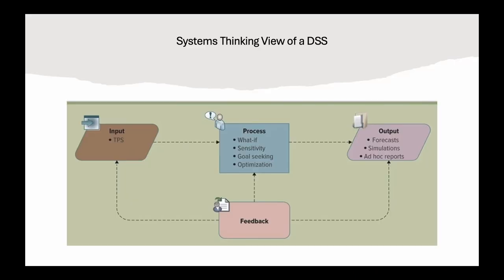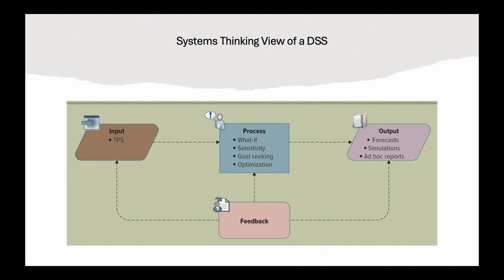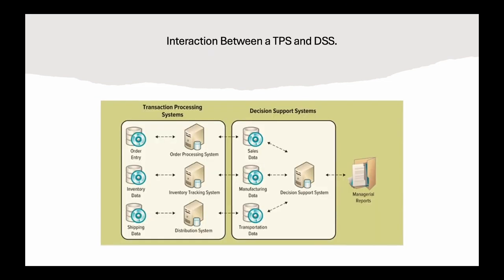Now we want to talk about the systems thinking view of a DSS. The input here is not the source document; the input is the TPS. The output of the TPS is the input of the DSS, the DSS being the managerial one and the TPS the operational one. The process is what-if analysis, sensitivity analysis, goal seeking, optimization, for example, and the output is a report, simulation, or forecast. And obviously in each step you have feedback for everything. This shows the interaction between a TPS, operational, and a DSS, managerial.